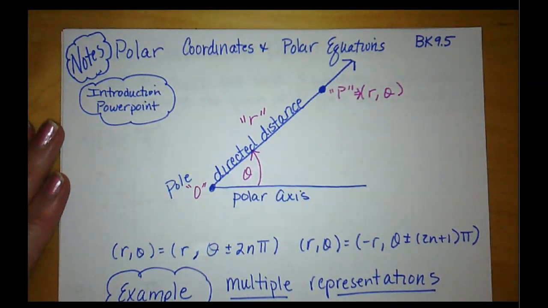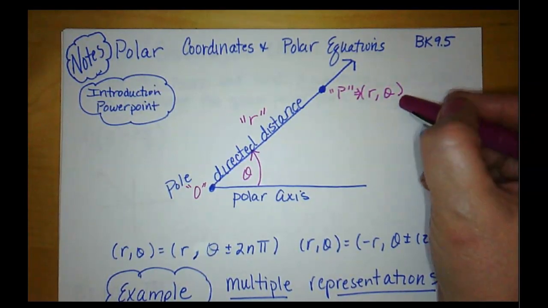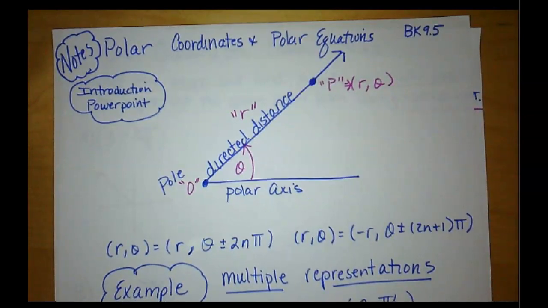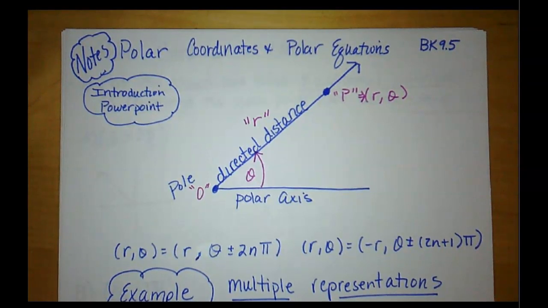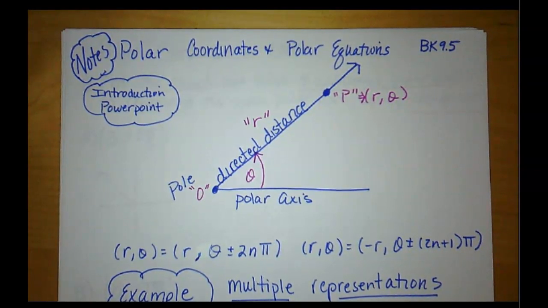So when we talk about these coordinate points, we're actually using that distance and direction that we talked about in the introductory PowerPoint to graph the point (r, theta). Now the thing that's interesting about these graphs, unlike Cartesian coordinates, is they can be named in multiple ways. So I showed you an example of an angle that was named in several different ways.